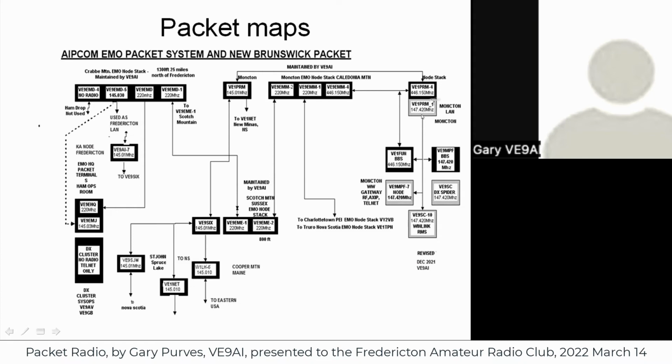This is a BBS, and they have their own LAN system there and whatnot. They have a WinLink RMS, and from Caledonia, it also goes off here and goes to the node stack in PEI, and the one down Truro and goes on down to Halifax. So you can go right down and go in Nova Scotia wherever you want.